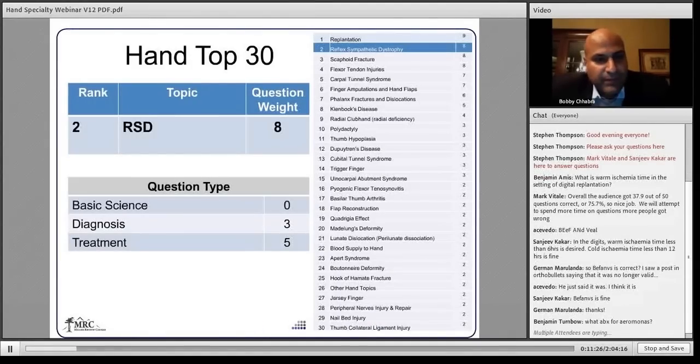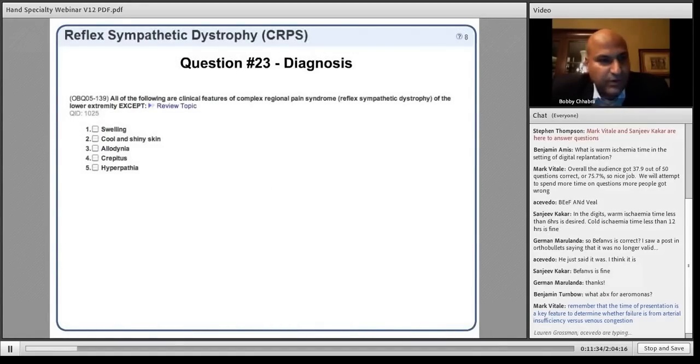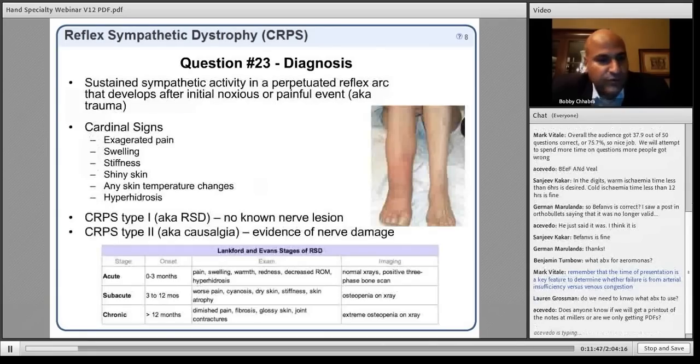So the next topic that is frequently asked is RSD, or complex regional pain syndrome. We will go ahead and cover a few questions here. All of the following are clinical features of complex regional pain syndrome, or RSD, of the lower extremity except. Many of those terms should be familiar to you all.